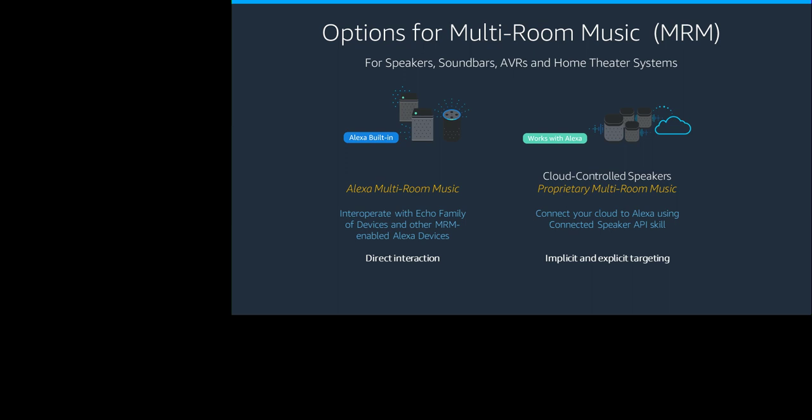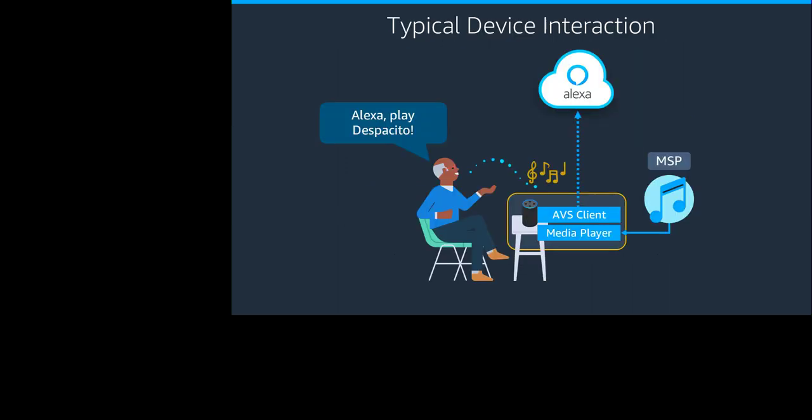And then on the flip side, what we're focusing on today is the Alexa multi-room music technology, which is a native function that gets embedded into your devices directly and interacts directly with the Alexa cloud in a way that allows you to group these devices together, not only with your own products, but with all Echo products and even other third-party products that use the same system. So it's a nice interoperable capability that we've brought to the table.